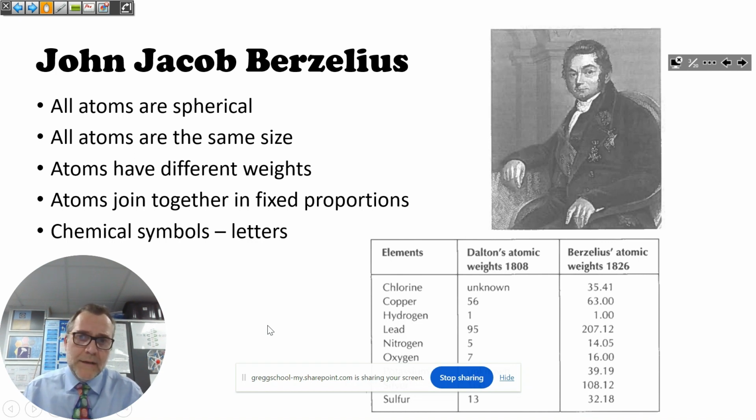He improved upon John Dalton's work by proposing that atoms are spherical. Atoms are always the same size, but that they combine together in fixed proportions. Now, he learnt this from the work of another scientist, Sir Humphrey Davy, and he knew, for example, that water contained 2 parts hydrogen to 1 part oxygen, and from that, he was able to ascertain the exact weights of hydrogen and oxygen. The letters that we use nowadays in the periodic table are due to John Jacob Berzelius. He's the one that originally proposed those.